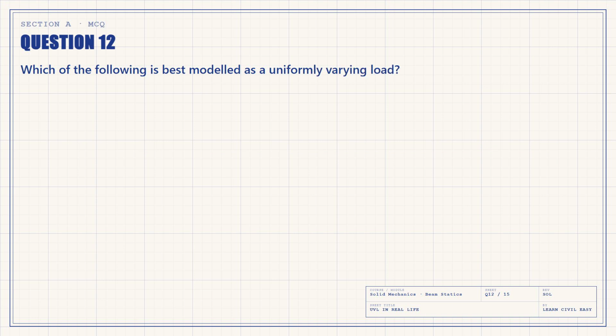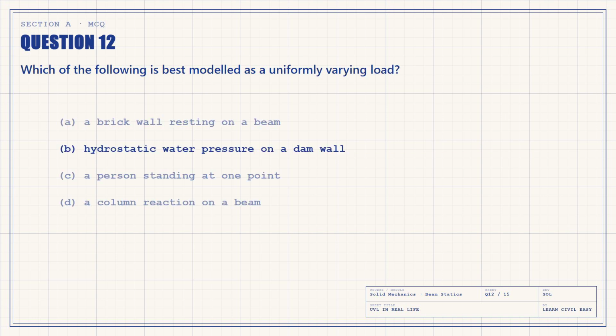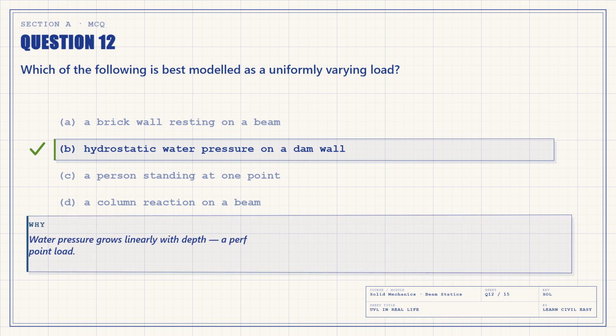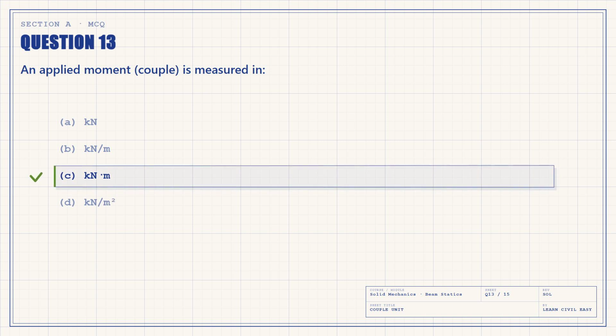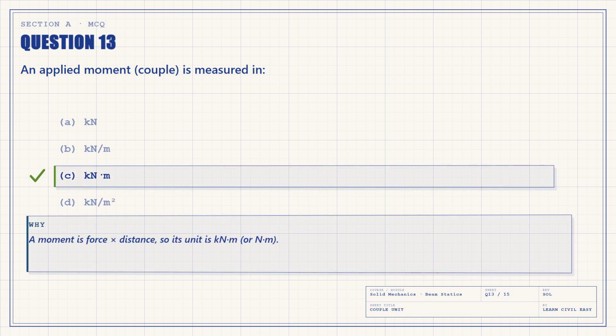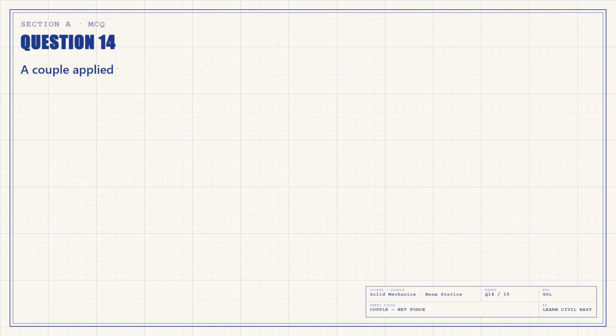Question 12. Water pressure grows linearly with depth, making a perfect triangular load. A brick wall is a UDL and a person is a point load. The answer is B. Hydrostatic water pressure on a dam wall. Question 13. A moment is force times distance. So a couple is measured in kilonewton meters. The answer is C. Question 14.